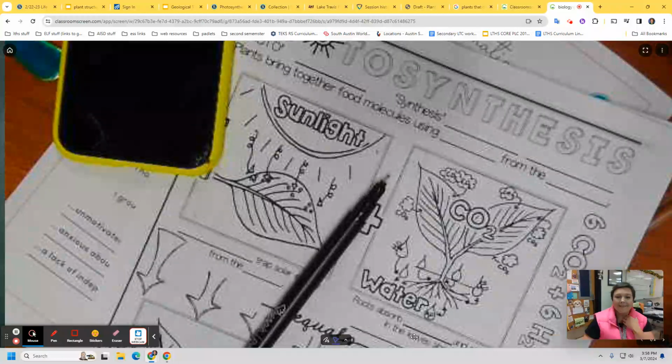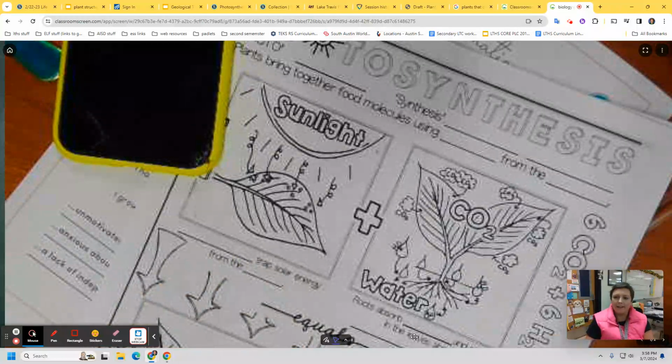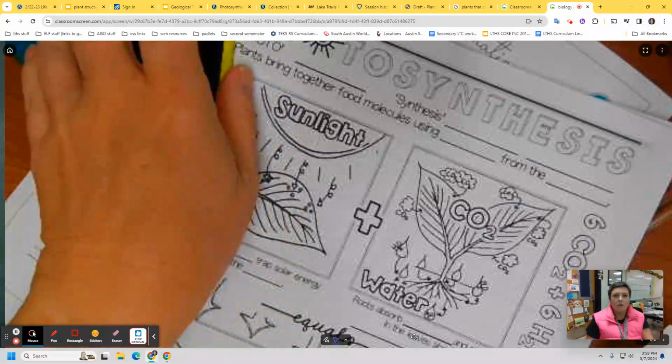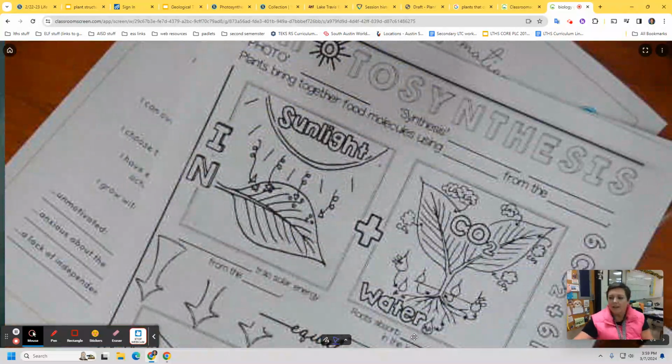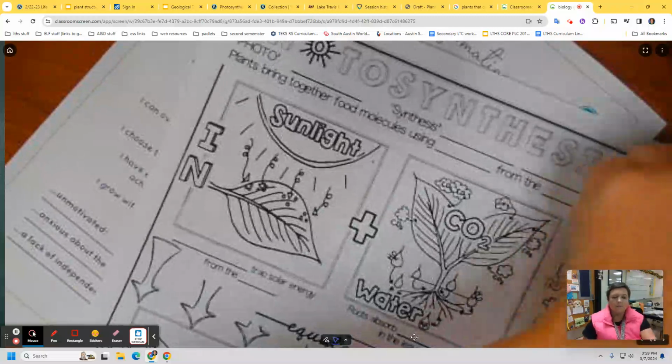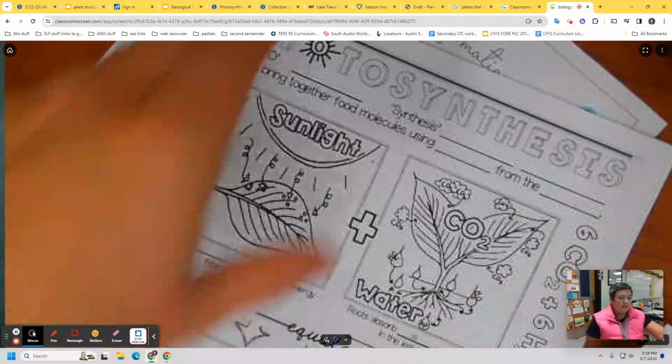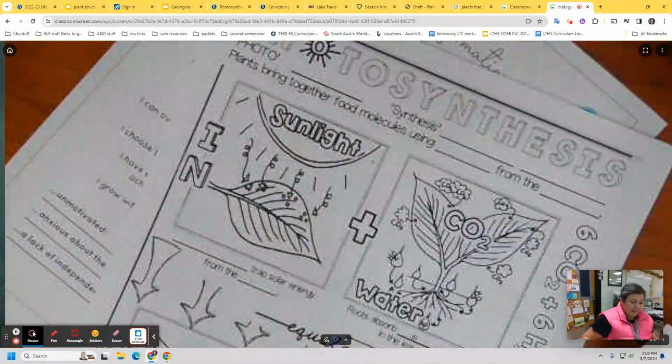Hi, friends. All right, we're going to take some notes over photosynthesis. I love photosynthesis. It is so neat. It's really amazing. I think it's as close as we get to magic. And it all just happens. Plants just do it on their own. They know how to do this.